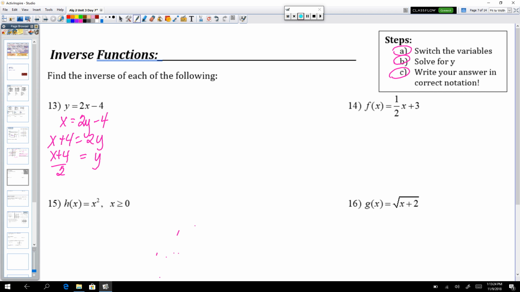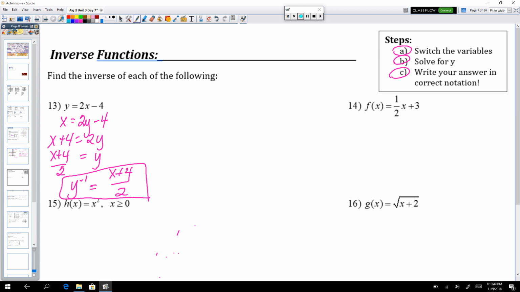You've solved for y. Our last step is to put the correct notation. Remember what I said about how to notate the inverse of a function? The inverse of y, that's what that means, y to the negative 1, the inverse of y is x plus 4 over 2. So that little last step is just a cleanup notation thing.